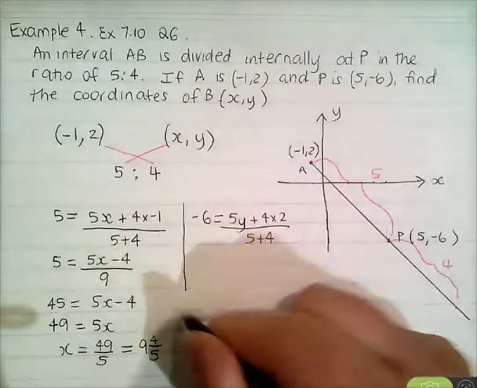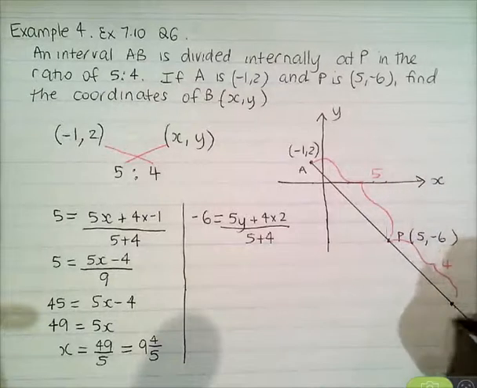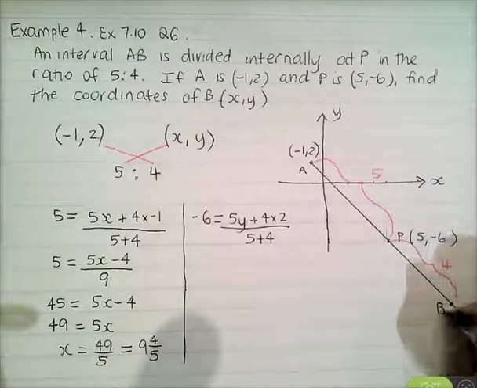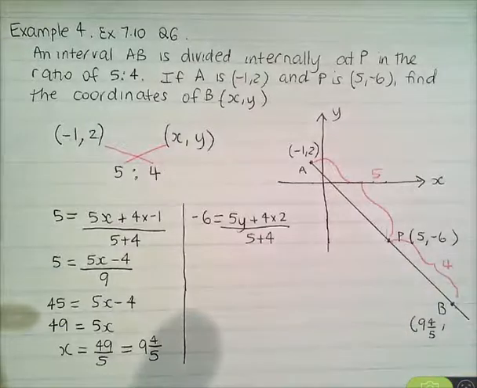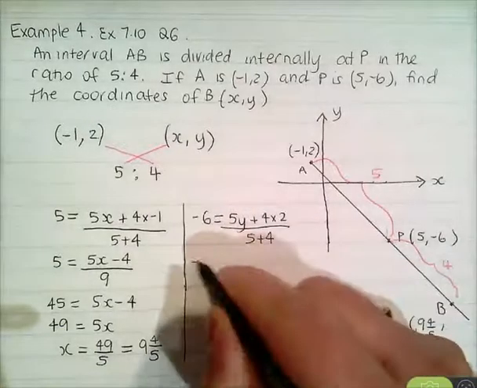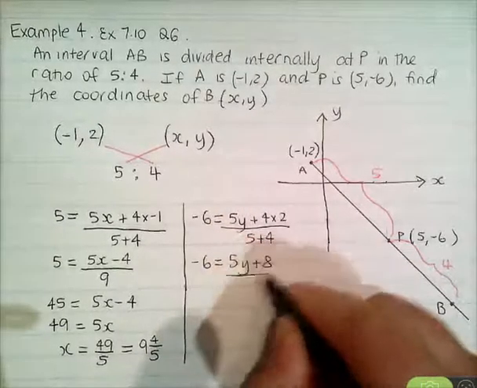Okay, so that's the x value of my point here. This is point B down here somewhere, and its x value is 9 and 4/5. Still got to work out what the y value is. So from here we'll work out the y value. We've got negative 6 equals 5y plus 8 over 9.